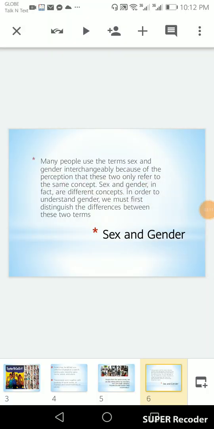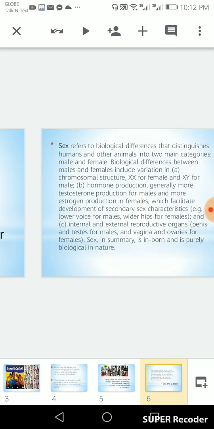Next, many people use the terms sex and gender interchangeably because of the perception that these two only refer to the same concept, sex and gender. In fact, they are different concepts. In order to understand gender, we must first distinguish the differences between these two terms. So, what is sex and gender?